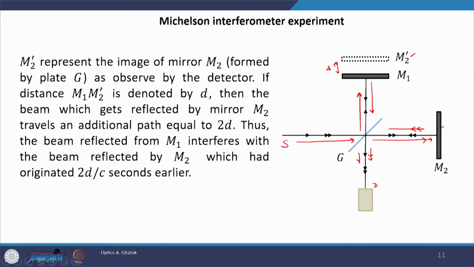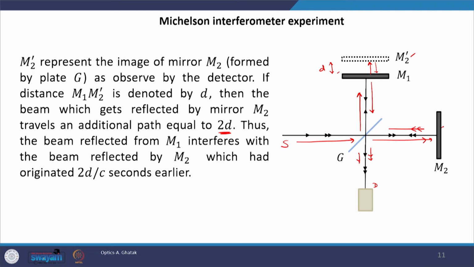Now, the path difference between the two rays for normal incidence, let me clearly draw it. d is the separation between the two mirrors, M2 prime and M1. The path difference between the interfering rays would be equal to 2d, because the second ray, reflected from the M2 mirror or its virtual image M2 prime, would have to travel this thickness twice. It will go in this direction and then return back, traveling d twice. Therefore, the path difference would be 2d.